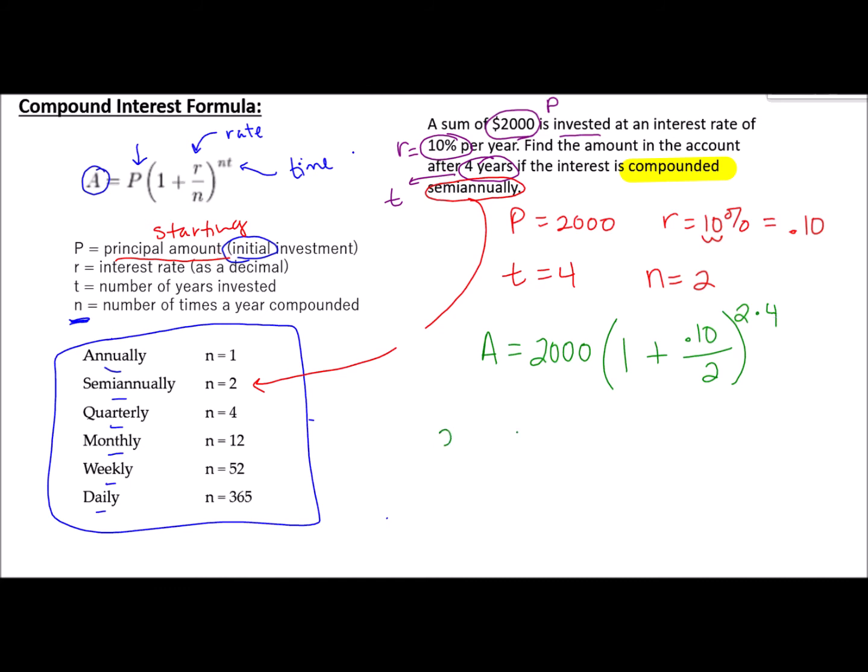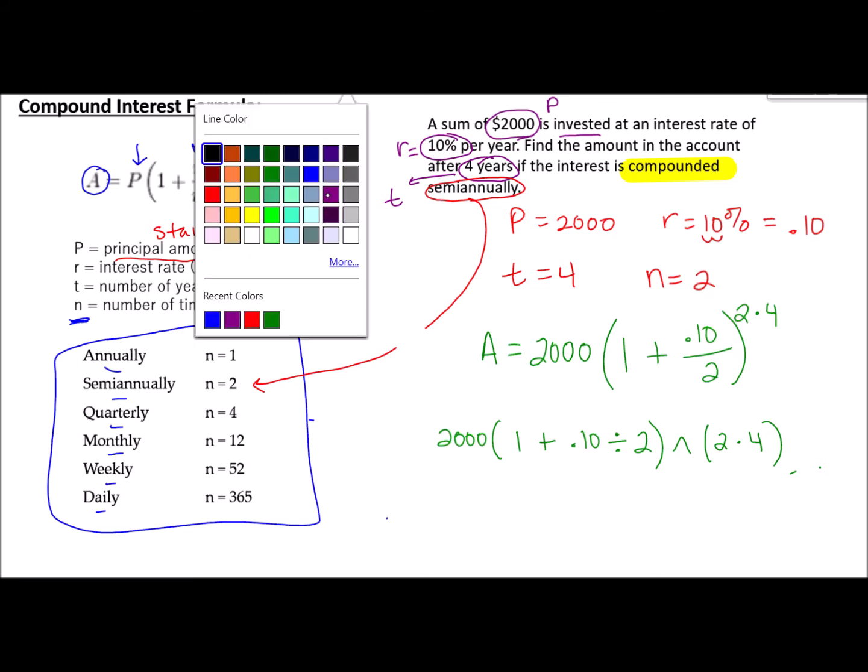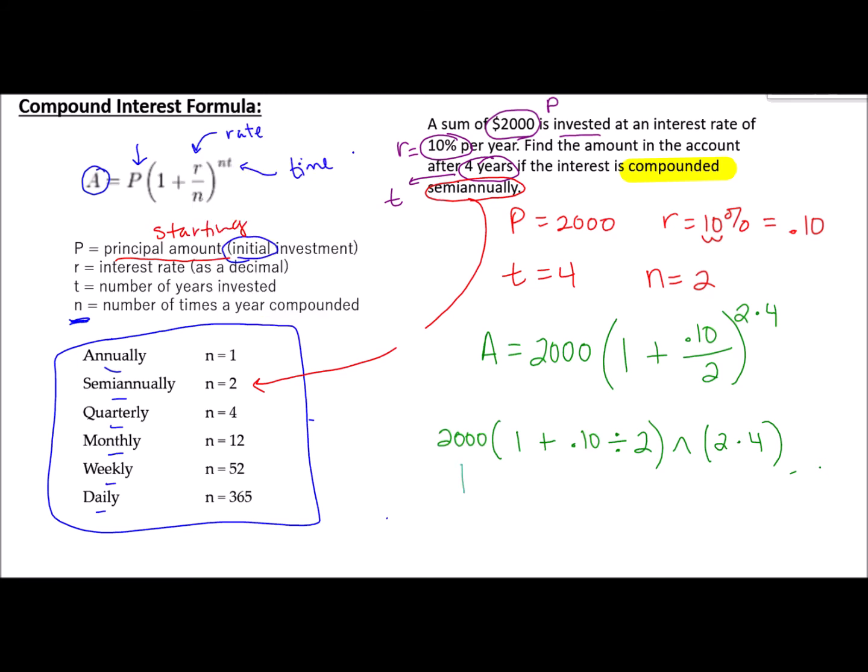You'll use these keys. So 2,000, parentheses, 1 plus 0.10, and then the divide symbol, and then 2. Close the parentheses, do that caret sign, the little up arrow thing, and then in parentheses do 2 times 4. This is going to be the way you enter it into the calculator. Every single time you will just adjust your numbers based off of what the problem is. So this will be P, this will be R, N, N, and T.